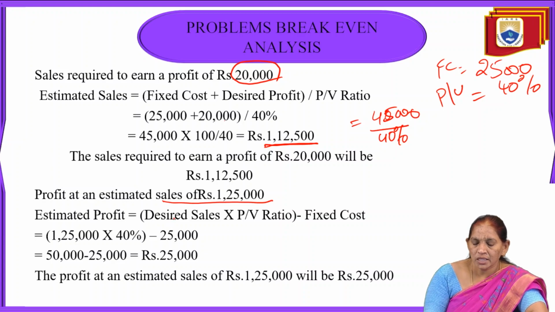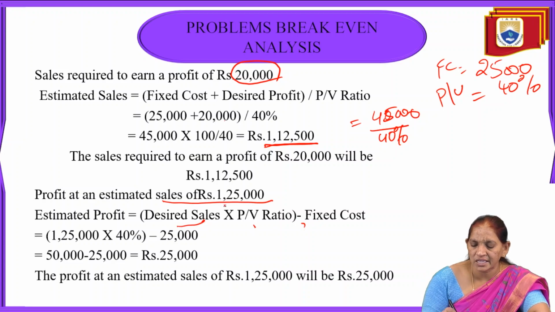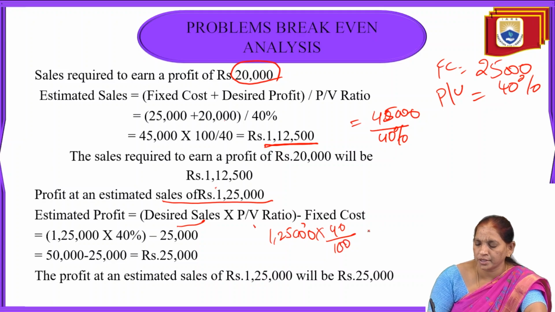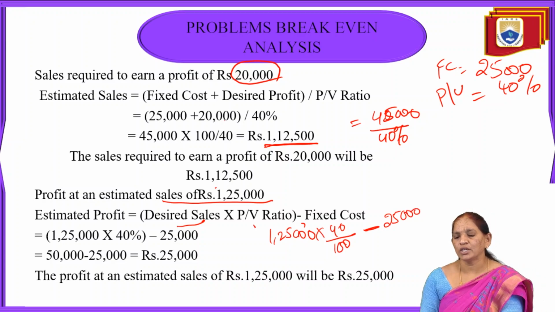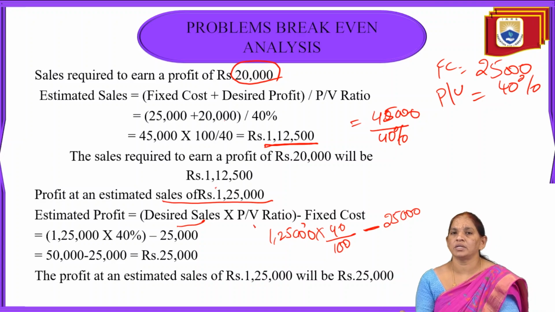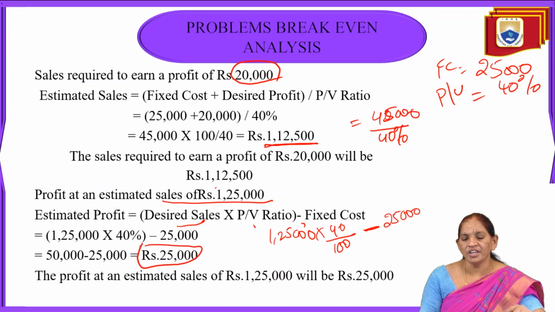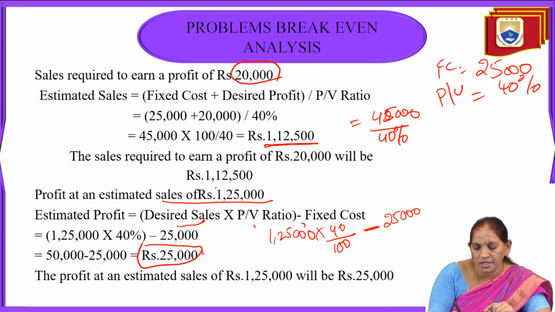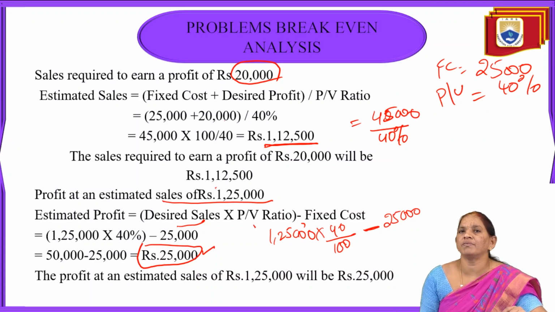Profit is the desired sales into PV ratio minus fixed cost. So what is the desired sales here? 1,25,000 into what is our profit volume ratio? 40%. PV ratio is 40% minus, already we calculated, 25,000 as the fixed cost. That is 1,25,000 into 40 by 100, you are able to get 50,000, and 50,000 minus 25,000, we are getting 25,000. So when you want to sell 1,25,000 of sales, the profit we will receive is 25,000.